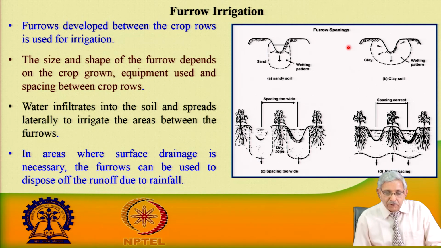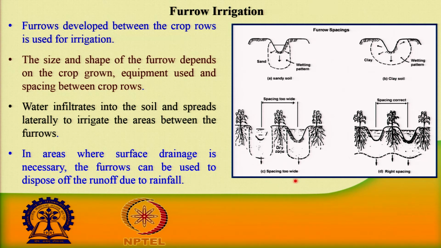Furrow irrigation is another method of surface irrigation, and here furrows are developed between the crop rows, with a particular size and shape of furrow. What you see, this is one furrow, and this is also a furrow. One is constructed in sandy soil, another one in clay soil. The crop is grown on the ridge, and the furrows are the smaller channels.